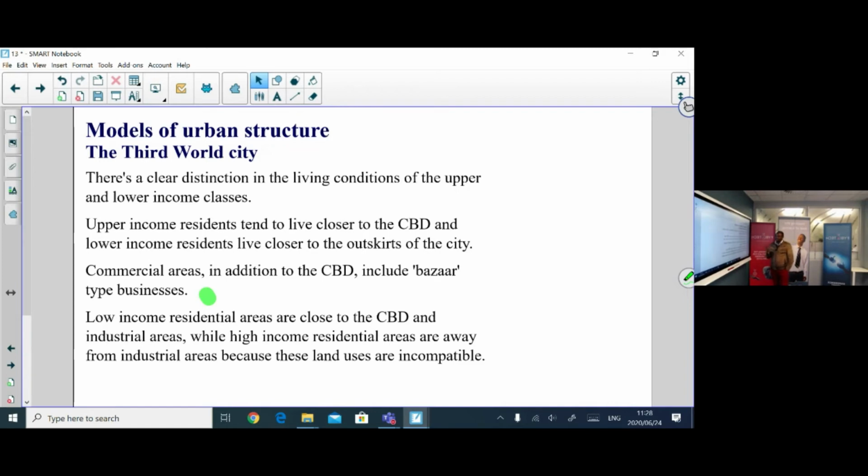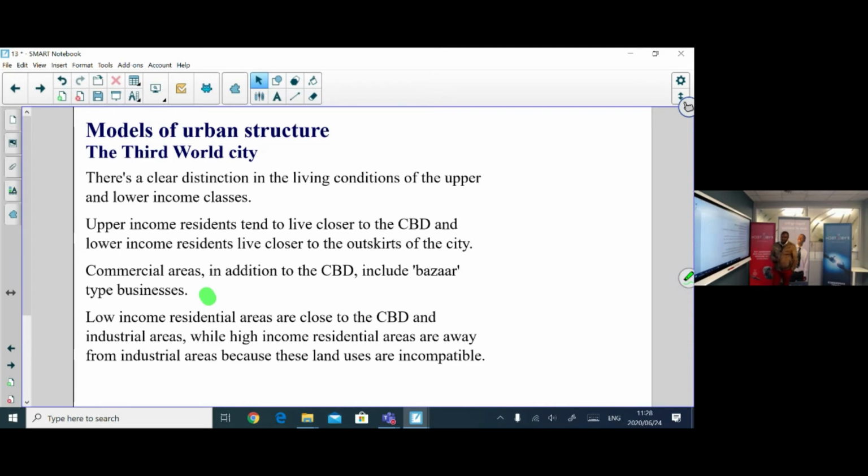The accommodation is separated according to the haves and the have-nots. You have got the poor residential areas, and then you have got the rich residential areas. It's separated from the others. Then the upper income residents tend to live closer to the CBD, and lower income residents live closer to the outskirts of the city.